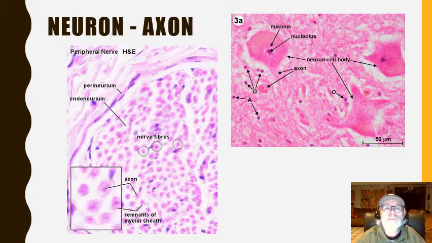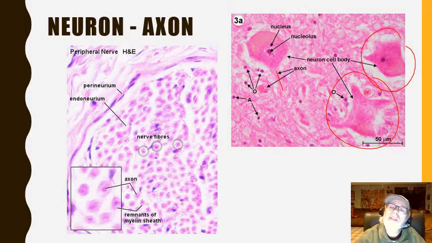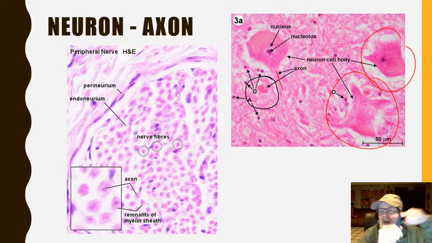Okay, this is a little bit more: here's the nucleus, nucleolus, here's the axon right there, cell body, more cell bodies. I like this one here, and I'm just going to outline it. Let me make a bigger circle here. That's an axon right there, and what they've done is they caught it across this way, so you're looking right down at the end of it.